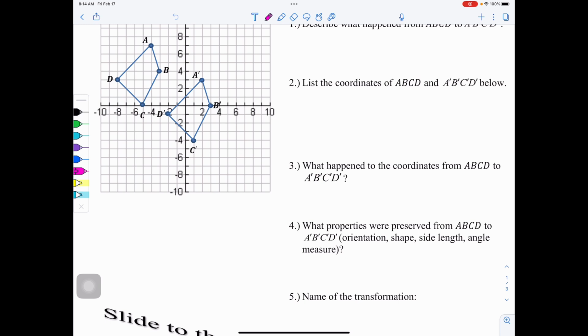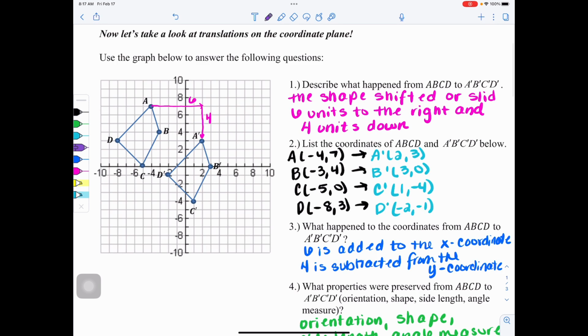Remember, preserved means stays the same. And you're going to be testing out the same 4 things: orientation, shape, side length, and angle measure. And then you're going to officially name the transformation. So at this point, please pause the video and try the investigation on your own, questions 1 through 5, then resume the video to go over the answers. Okay, now that you've tried the problems on your own, let's go over the answers.